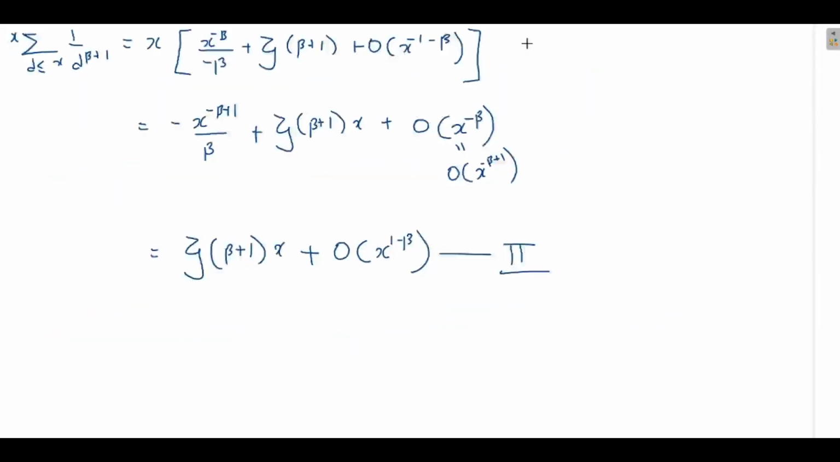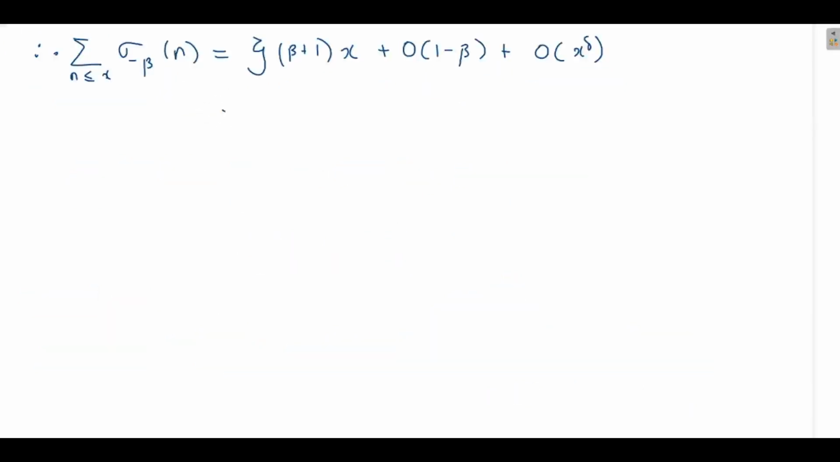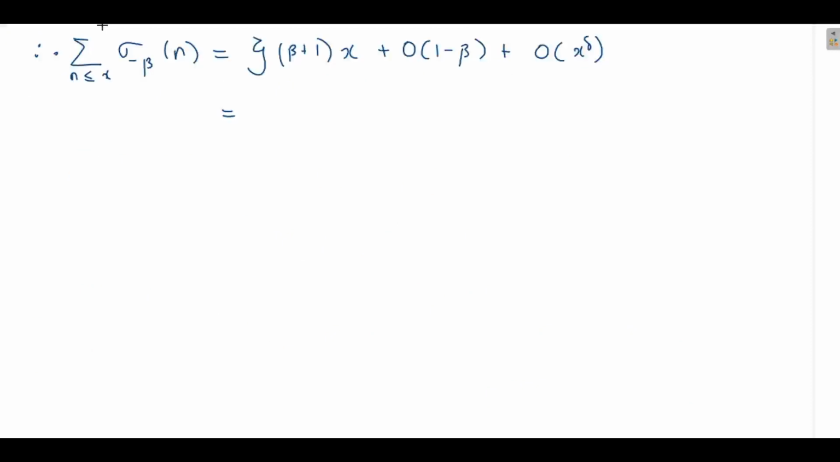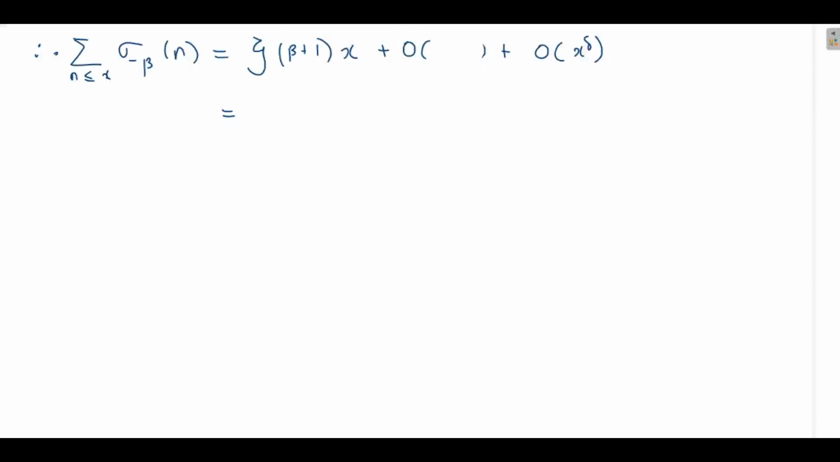What is 2? It is exactly this plus that. Now what is this? This is x raised to 1 minus beta, right? Fine. Again, the same thing comes up here, that is, x raised to 1 minus beta is big O of x raised to delta. So what you have here is zeta of beta plus 1 times x plus big O of x raised to delta, and that's what you wanted to prove, and this gives us the result.